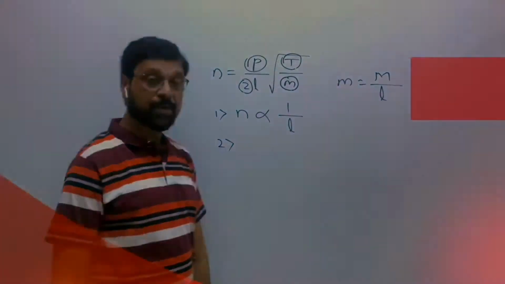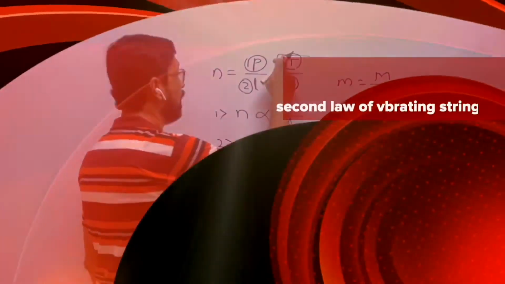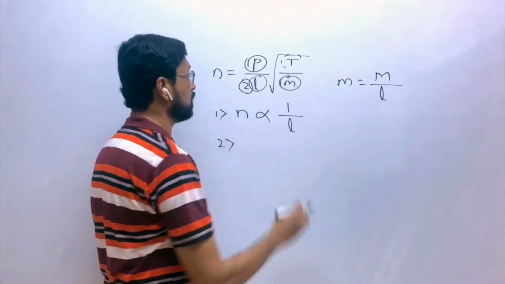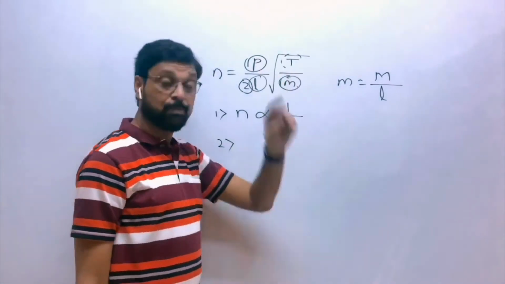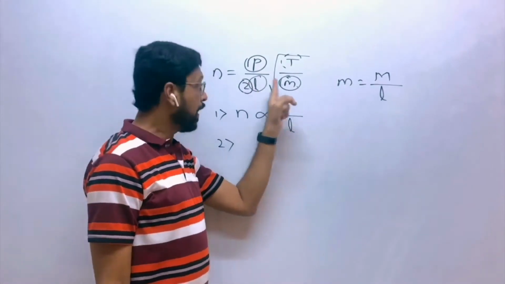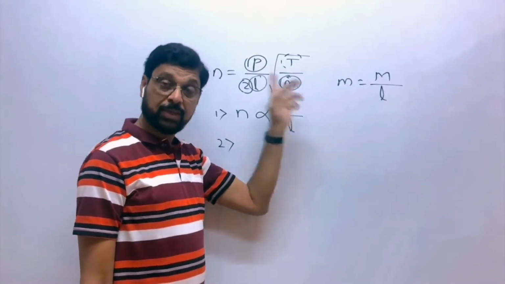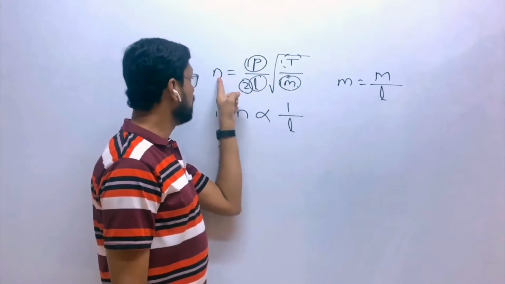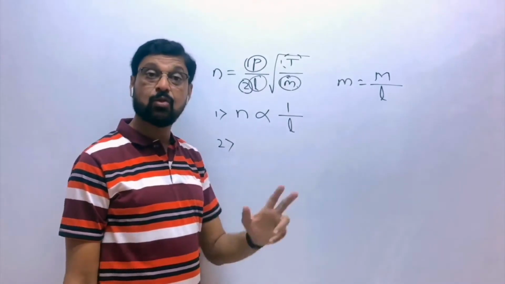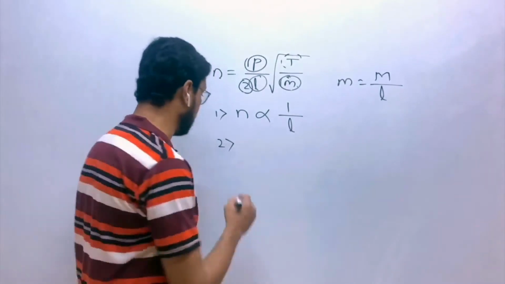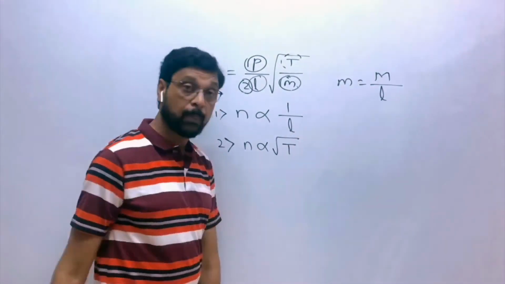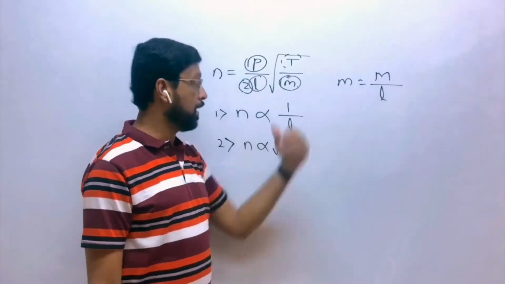Second law of vibrating strings, क्या बोलेंगे? If you keep L constant and m constant, then n will be directly proportional to root T. So if length of the string and mass per unit length of the string is kept constant, then the frequency of the string is directly proportional to the square root of tension in the string. That is the second law of vibrating string. n proportional to root T if L and m are kept constant.